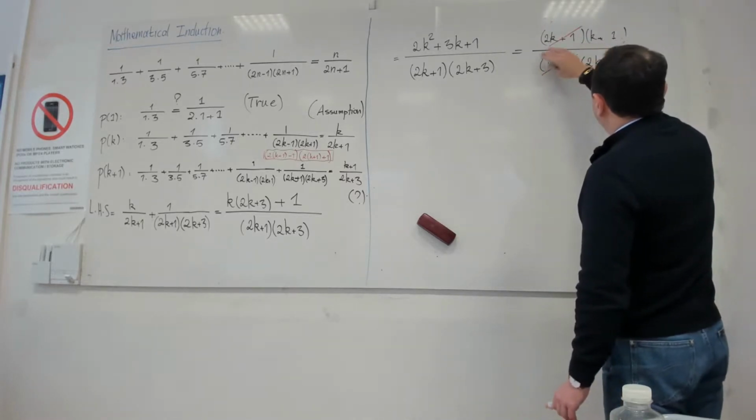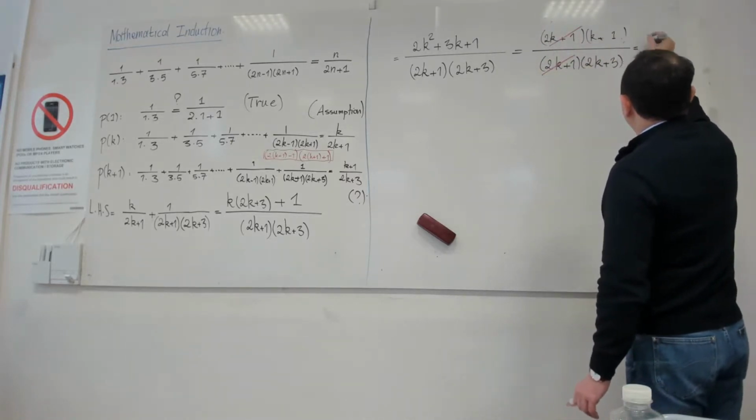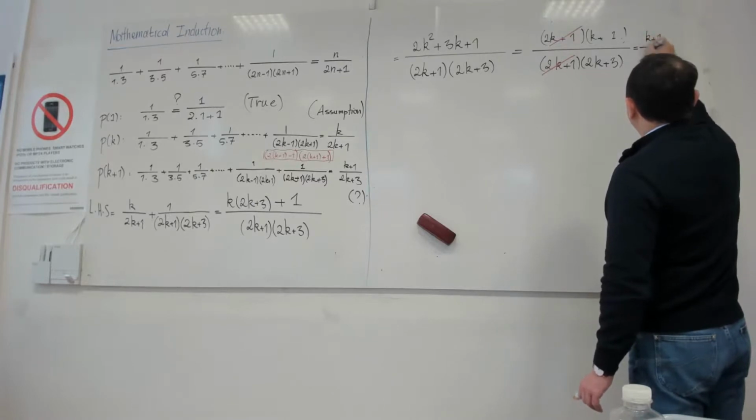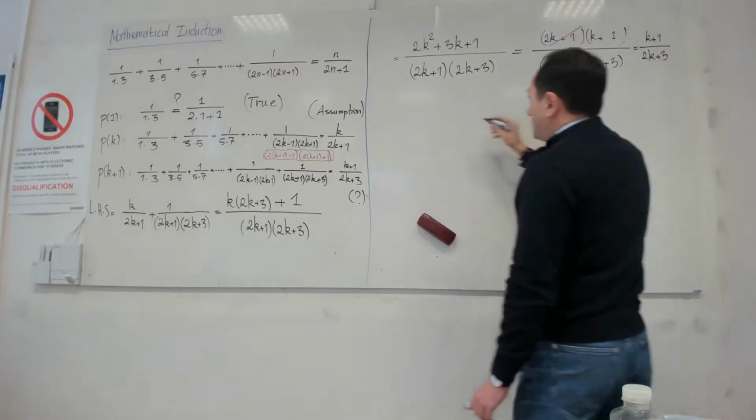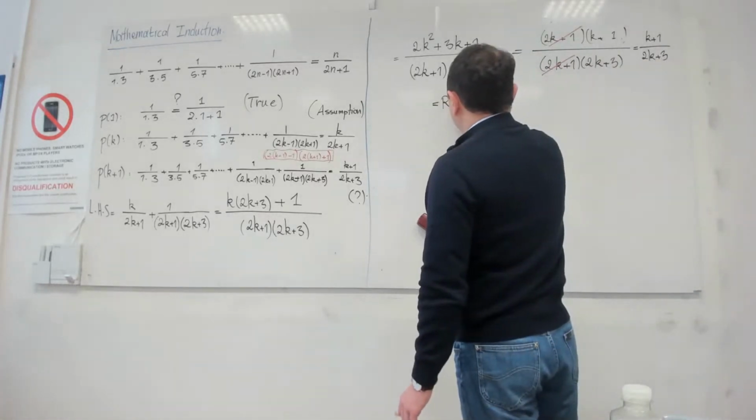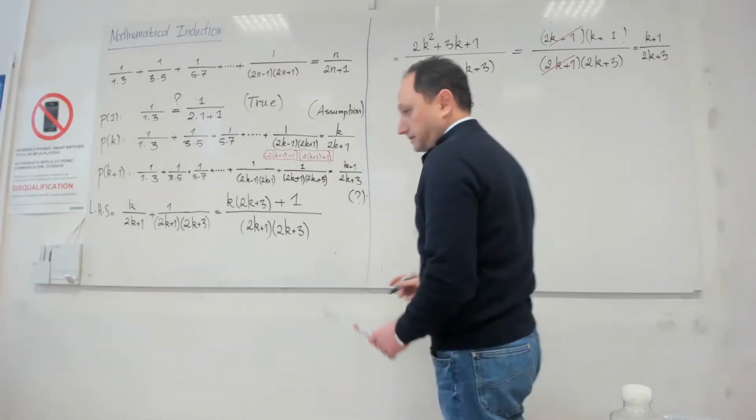Okay, so this one and that one are simplified, and what is left is k plus 1 divided by 2k plus 3. And then what is this one? That's exactly the right-hand side. Okay?